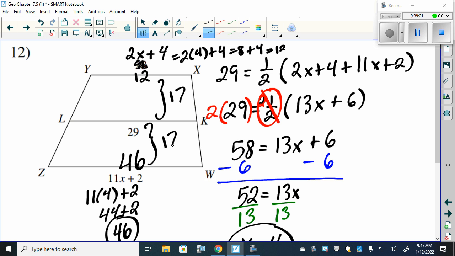But we can do the exact same thing like this here. Heck, even if we didn't have 29 in the middle, we could have 3 equations with variables and still do the exact same thing. Because the midsegment will always be equal to half of the sum of the other two sides, the other two bases.